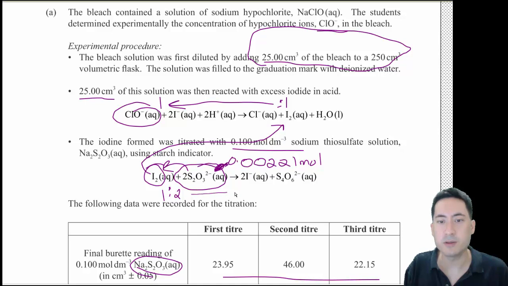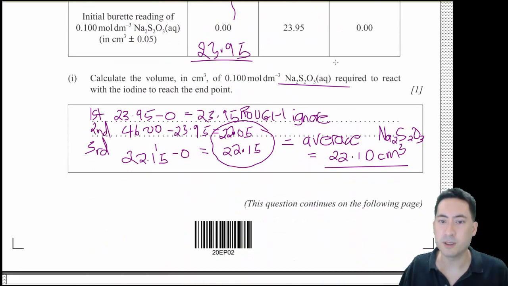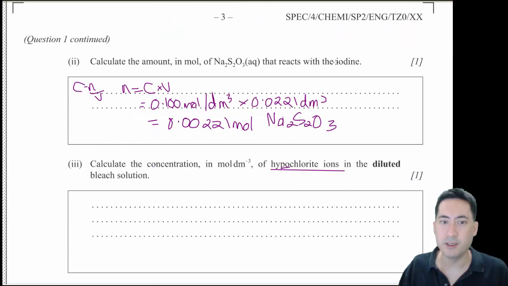So for every 2 molecules of this, it's going to react with 1 molecule of that via iodine, and that's just 25 mils. It's been diluted in 250. So we won't work out the final concentration of hypochlorite till the end. So calculate the concentration of hypochlorite in the diluted bleach solution.